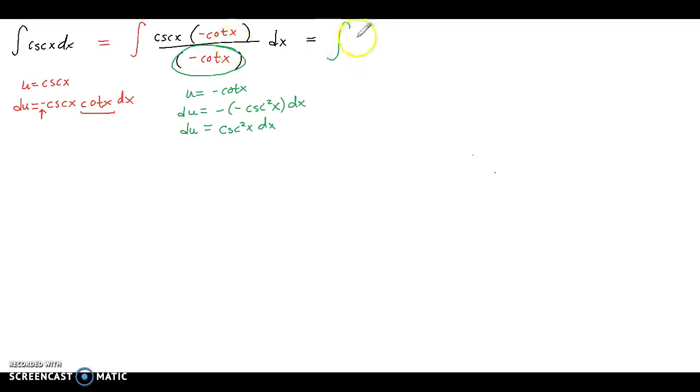So I'm reevaluating the factor of 1, so I'm going to have cosecant x times negative cotangent. I'm going to keep that the same, but now I need a factor of cosecant squared, so I'm going to add cosecant, because if I multiplied these two, I would get the cosecant squared, divided by negative cotangent plus cosecant x dx.